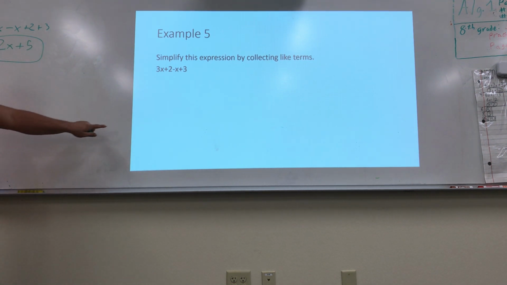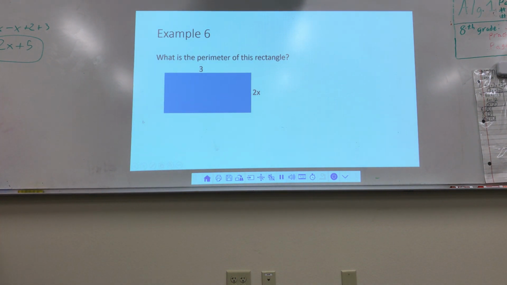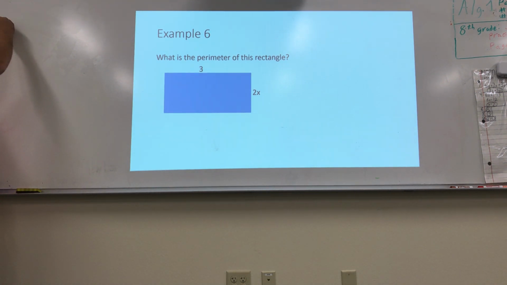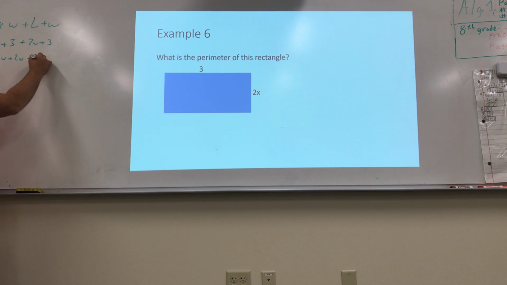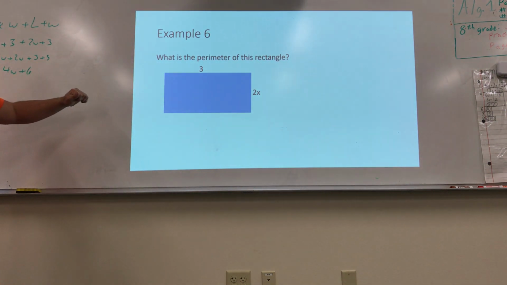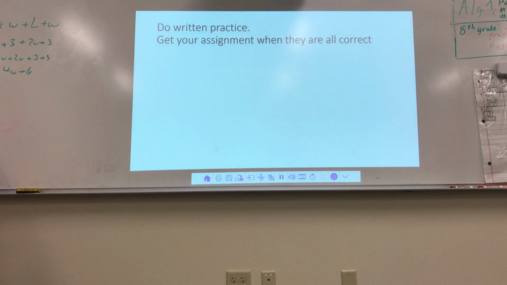For example 5, what is the perimeter of this rectangle? How do you find the perimeter of a rectangle? Length plus width plus length plus width. I have 2w plus 3 plus 2w plus 3. I get 2w plus 2w, which I can combine because they are like terms, and I'm going to get 4w plus 6. That is my answer for that one. And it's actually x, but alright.